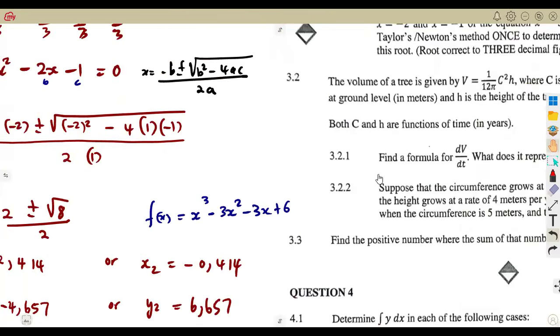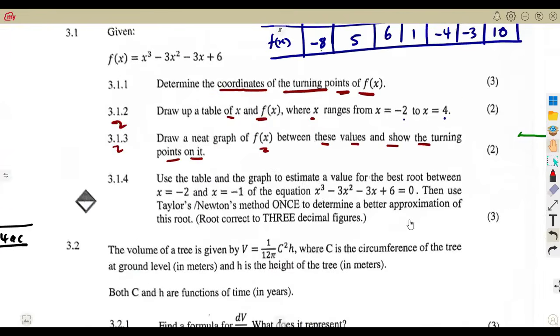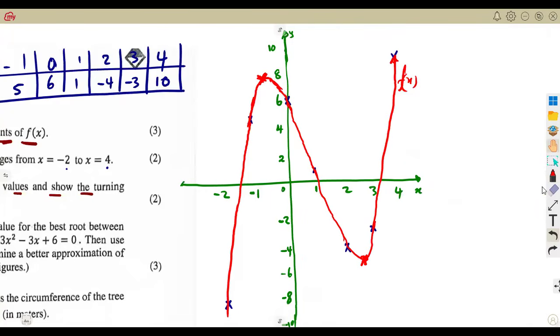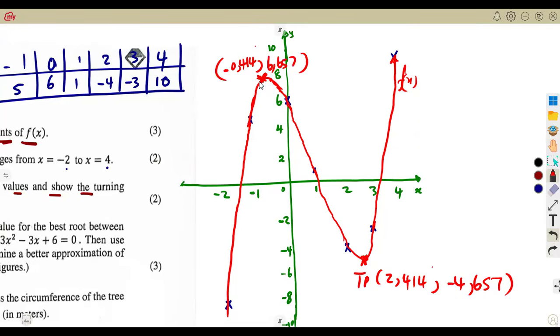So definitely you can see that the one of 2,414 is supposed to be on the positive side. So this is the turning point where it was 2,414 and the other part of y was -4,657. Considering the other turning point, this is on the negative side. So this is the one that you're going to use, -0,414, and it was versus 6,657. All right. So make sure that you have your sketch, I mean your graph, drawn properly that way. So that is just like that, guys.